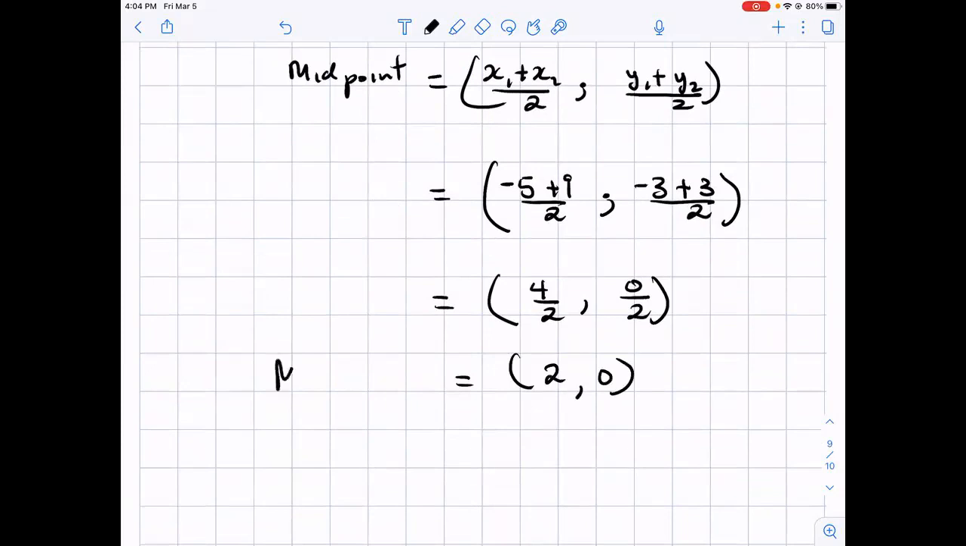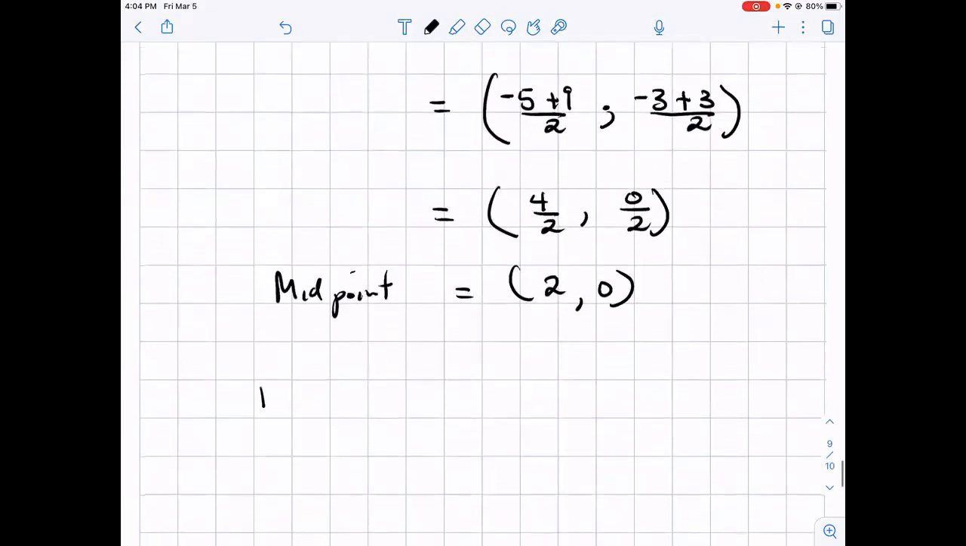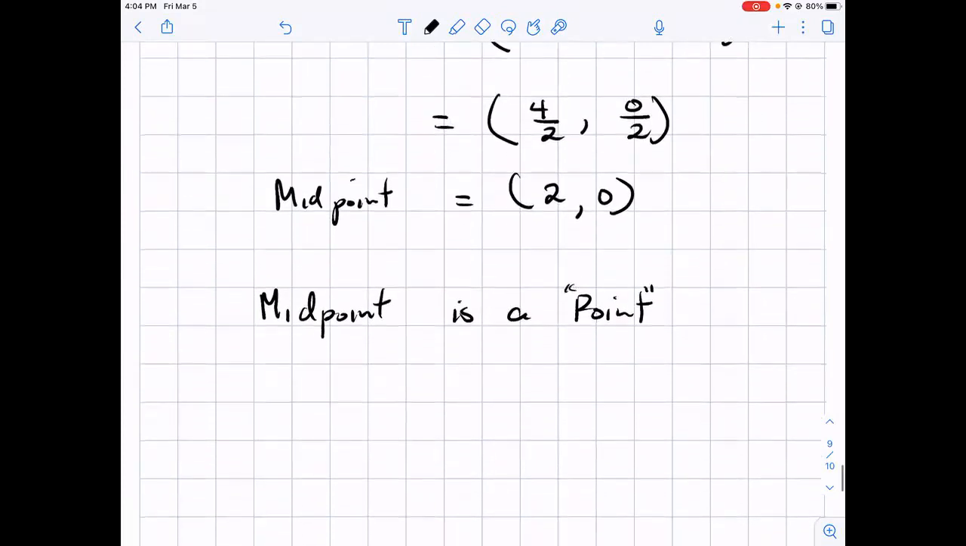So notice that midpoint, okay, midpoint is a point. Yeah, it is a point. So you will have an x and a y. Whereas distance is a number that represents the length of something.